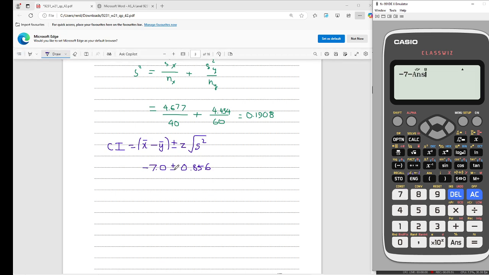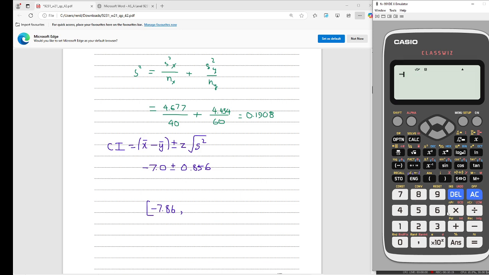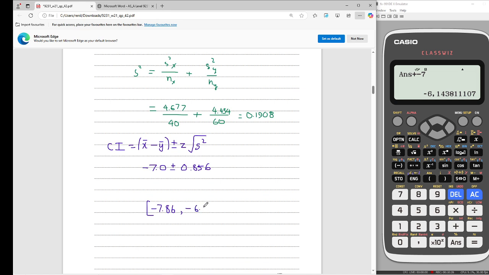Okay, so let's do negative 7 minus this answer. So when we have a plus or minus operator, which one do we do first? To calculate the first value of a confidence interval, we do the negative operation first, and we get negative 7.86. So have here negative 7.86. Okay, and on the other side, which is going to be a positive operation, we add that with negative 7. We get negative 6.14. Okay, and that sums up everything that we need to do for the first question of confidence intervals. Yeah, that's pretty much it.